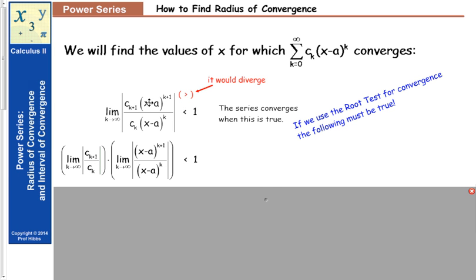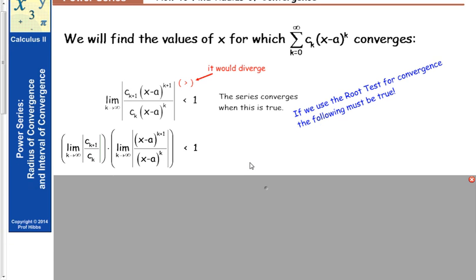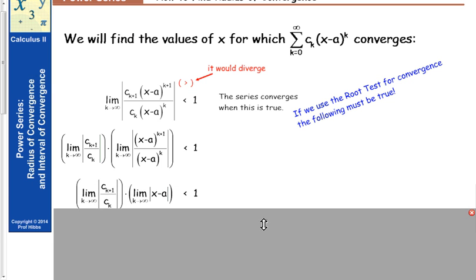So what I'm going to do is look at the limit of this absolute value. Of course, we could think of this fraction as c sub k plus 1 over c sub k times the fraction x minus a to the power k plus 1 divided by x minus a to the power k. And so we have the limit of a product, which is the product of limits. I've just broken it down on the left side to the limit of the first fraction multiplied by the limit of the second fraction. That still has to be less than 1 for this series to converge.